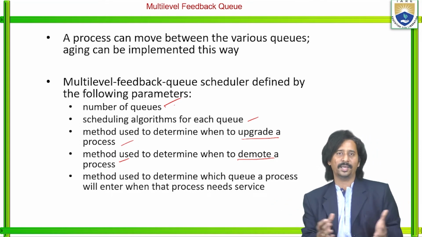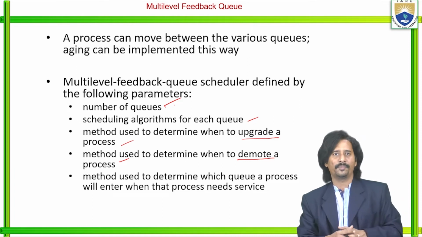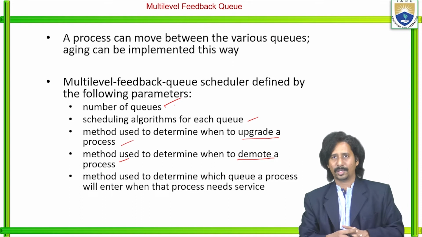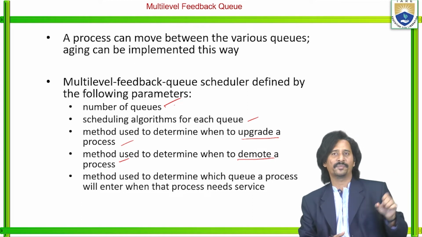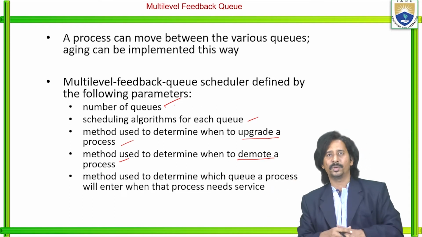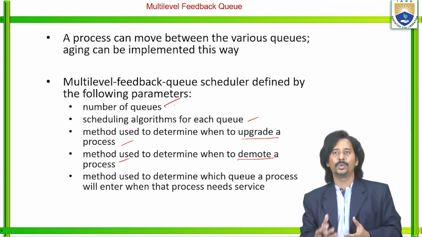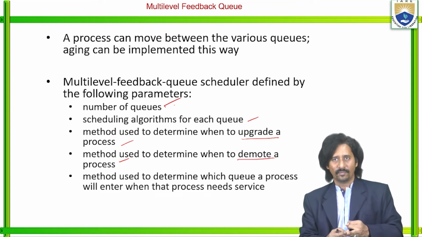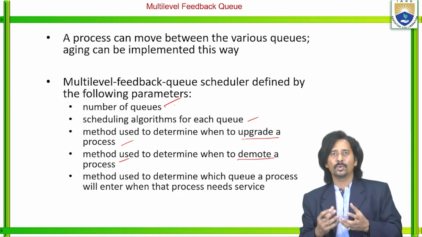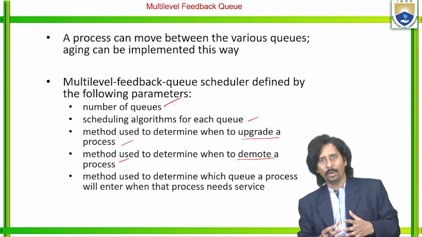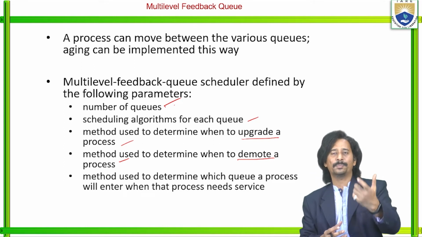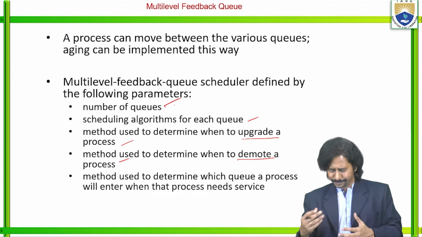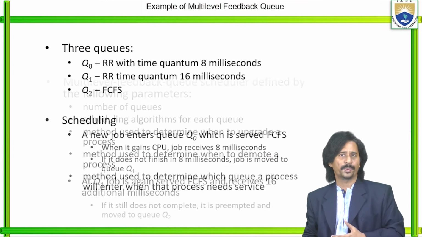Because we have different levels of queues as well as different types of processes, like foreground processes as well as background processes. Now in this multi-level feedback queue scheduling algorithm, these are the basic parameters: how many queues are defined, what type of scheduling algorithm is used for each queue, what method we need to use to determine when to upgrade a particular process, similarly when to demote a particular process, and finally what method we use to determine which queue a process will enter when that process needs service, right? Because these are the solutions for various problems.